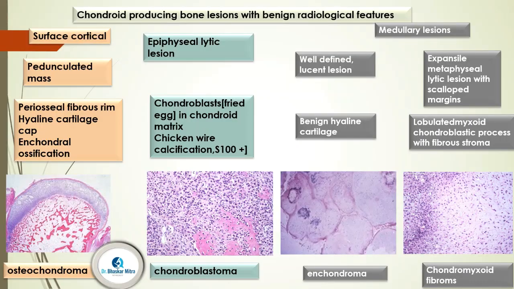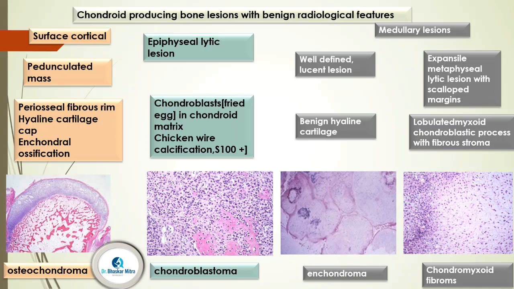case of fibrosarcoma. Now after the bone and fibrous tissue, we are concentrating on the chondroid or cartilage producing tumors. Here we have to look at where it is. If it is present as a surface cortical pedunculated mass, there is a periosteal fibrous rim followed by a hyaline cartilage. The ossification is endochondral ossification in this case.